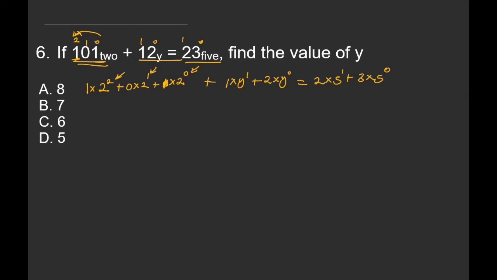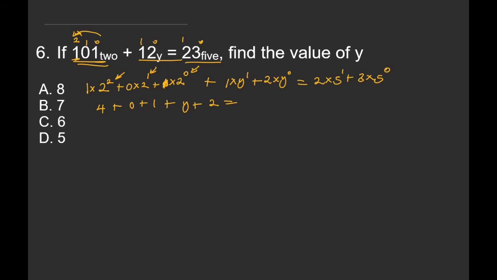1 times 2 raised to the power of 2 is 2 times 2, 4. Plus 0 times 2 raised to the power of 1. 0 times any number is 0. And then 1 times 2 raised to the power of 0. 2 raised to the power of 0 is 1, times 1 is 1. Plus 1 times y raised to the power of 1 is y. Plus 2 times y raised to the power of 0. Remember, any number raised to the power of 0 is 1. So 1 times 2 is 2.